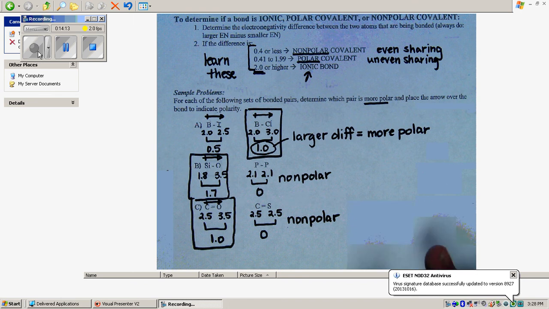So your homework tonight is going to have some problems that look like this. Now ultimately, one bond's polarity is not that important to us, but you have to be able to do this to be able to do the molecular polarity. That's what we'll move into next.